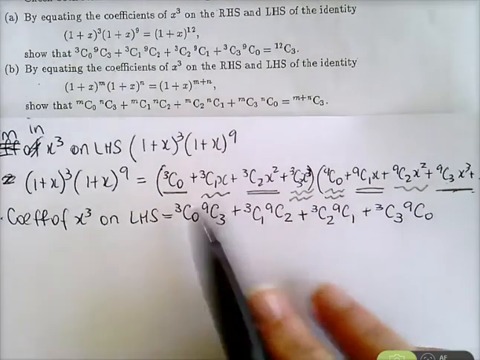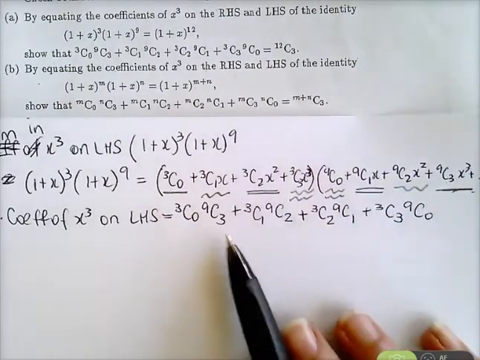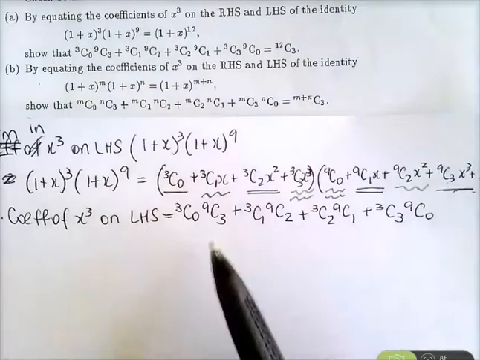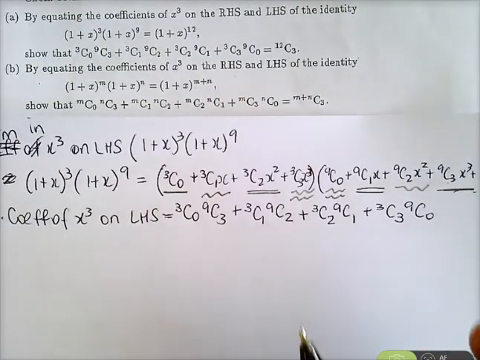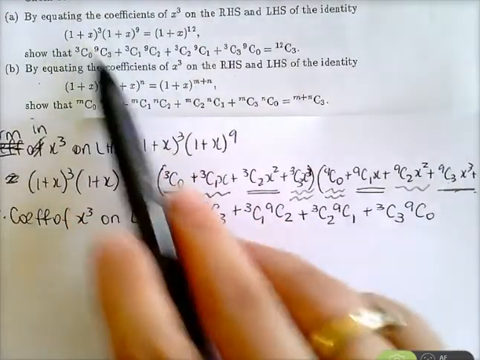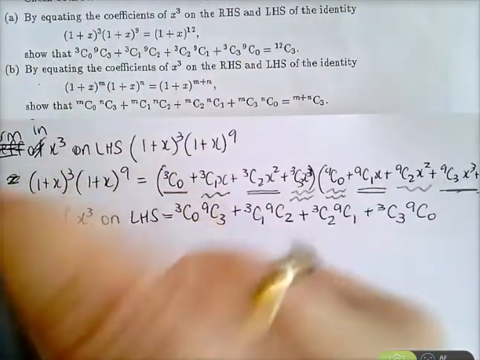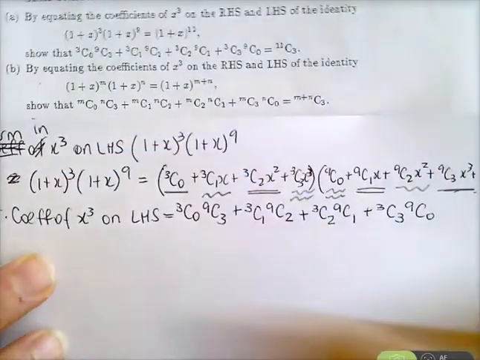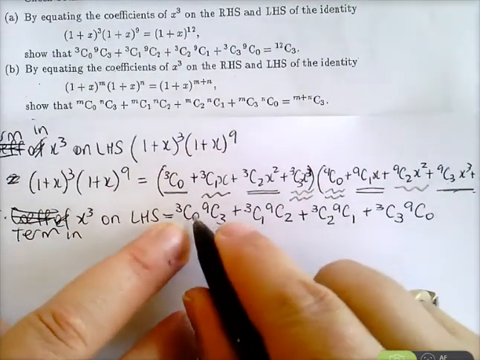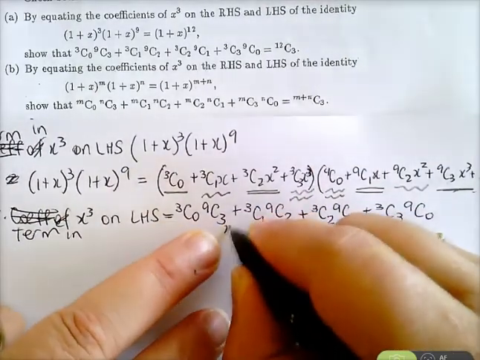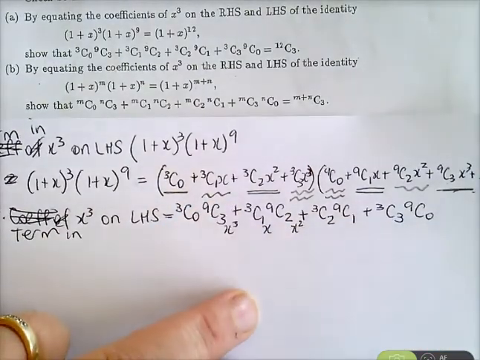Now, they are saying show that, so I suppose you should do the bit of expansion. If they say show, you probably should be doing the term and then the coefficient, because you can't just say, oh, therefore that equals that. So because it said show, I think we should go term in and put 3C0 times 9C3 x cubed, then 3C1 x times 9C2 x squared.